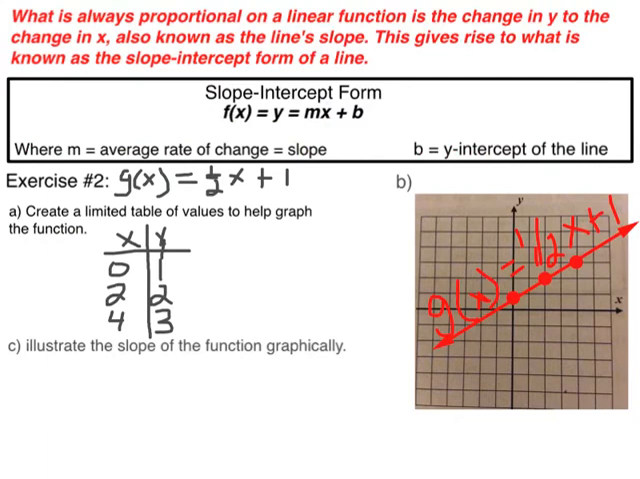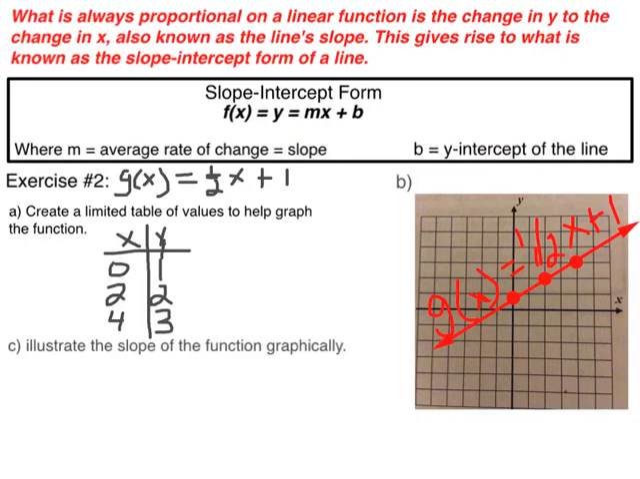Illustrate the slope of the function graphically. Well, I just did that for you. And one of the things I want to point out is that my b is 1, so therefore this line, my function, crossed the y-axis at 1. And my slope is up 1 over 2. So therefore I know that's what it means.